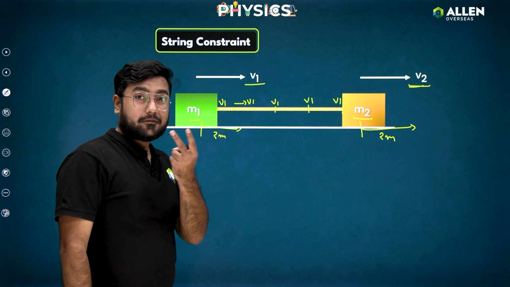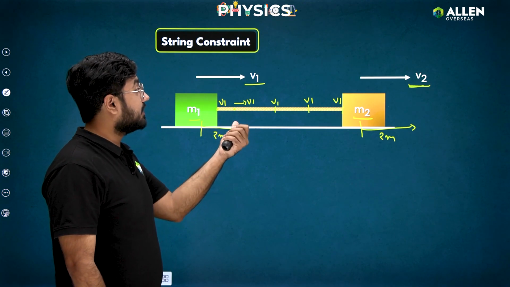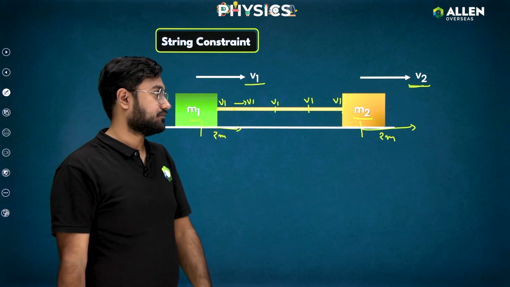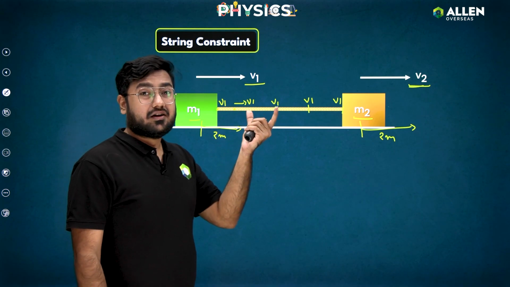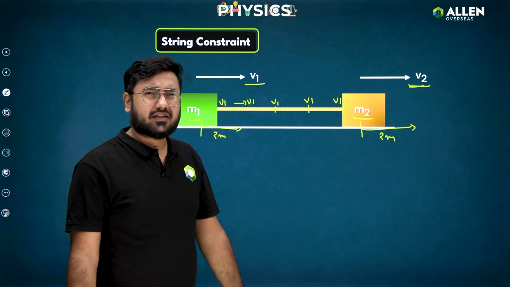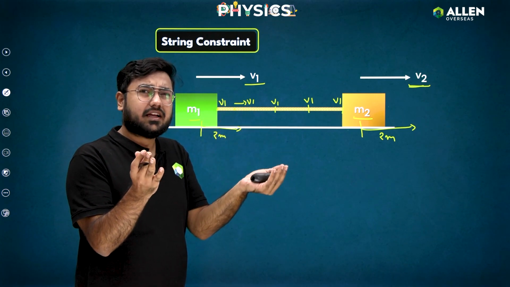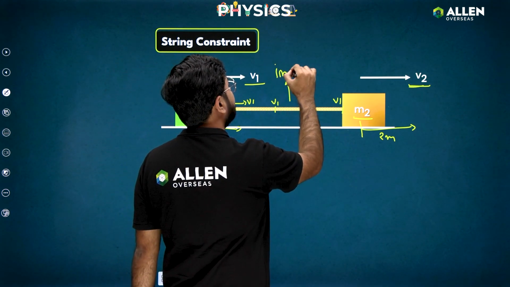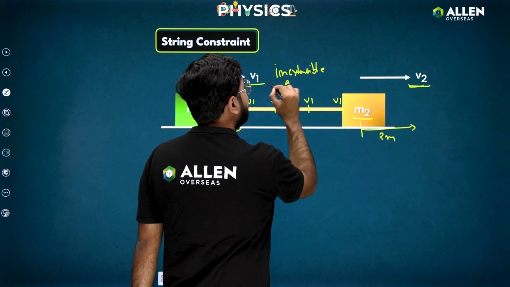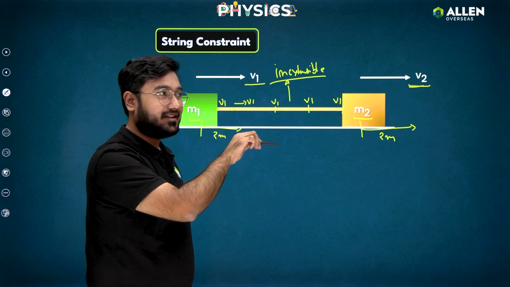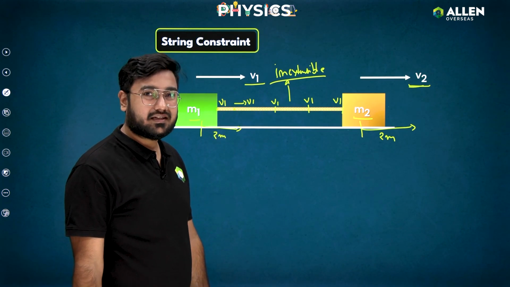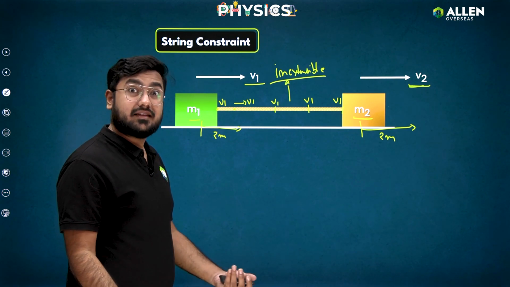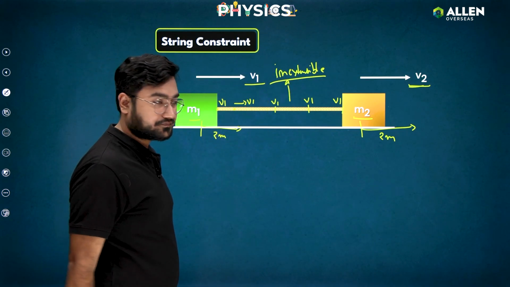So if the velocities differ, then the string will become extensible, then the strings are going to extend, isn't it? And if strings are going to extend, they could break as well. But I'm not letting that happen. I said that the string is inextensible. So that means that the velocity along the string is the same, all along the string.